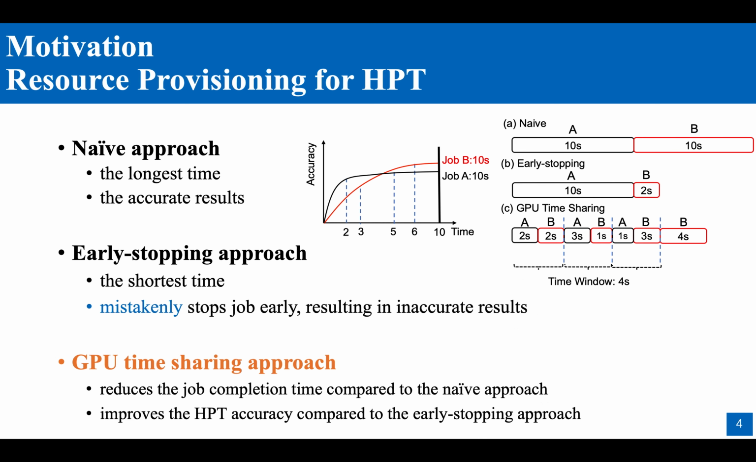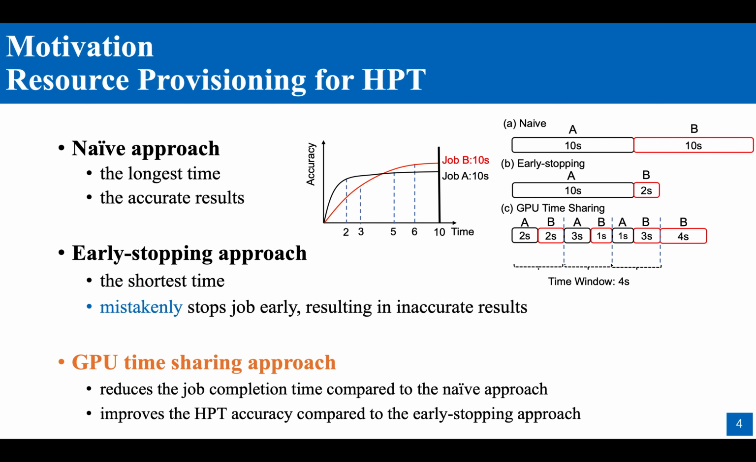To better illustrate our idea, here we show you an example. This figure presents three HPT resource provisioning approaches. The naive approach selects the set with the highest accuracy after all iterations of training have been completed for multiple sets of hyperparameters. In the early stopping approach, multiple rounds of comparisons are performed during training. HPT jobs with low accuracy are terminated in each round, freeing up resources for allocation to other jobs. The GPU time sharing allows one GPU to be shared by multiple jobs with time slicing.